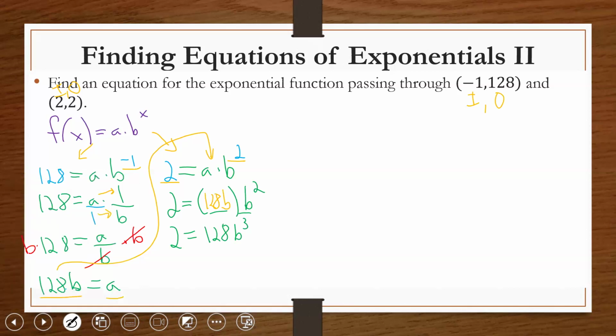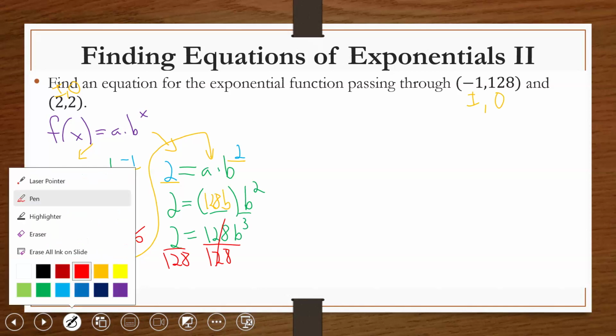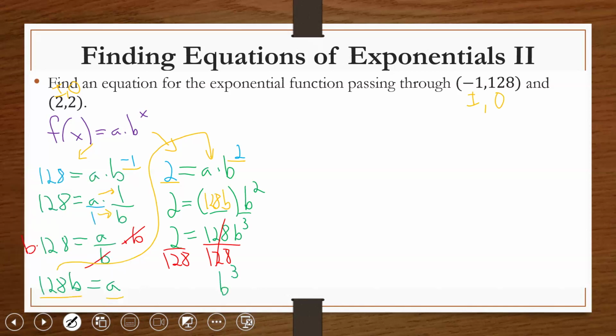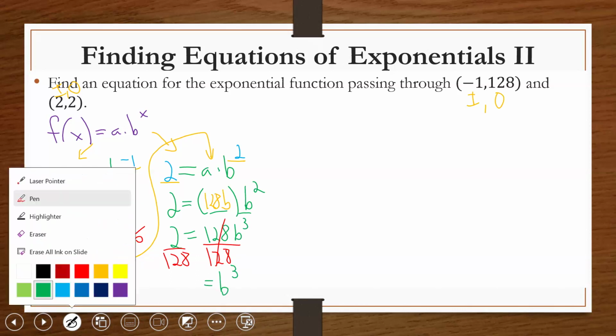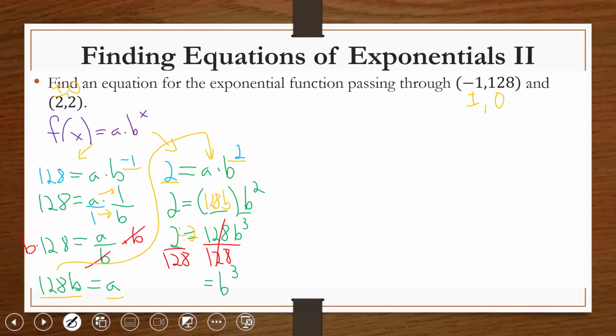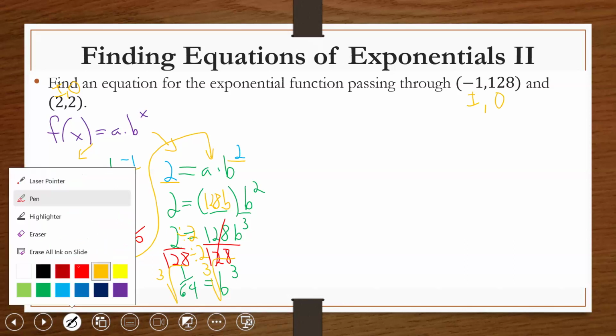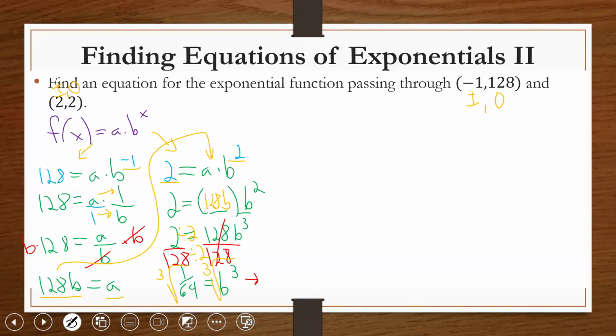We can then start to isolate the b there by dividing both sides by 128. Cancel these out. That will give us b cubed equals 2 over 128. Keep that as a fraction, reduce both parts by 2. That will give us 1 over 64. And then we can take the cube root on both sides to solve for b. And so I'll go back to Desmos here in a second to find that value for b.